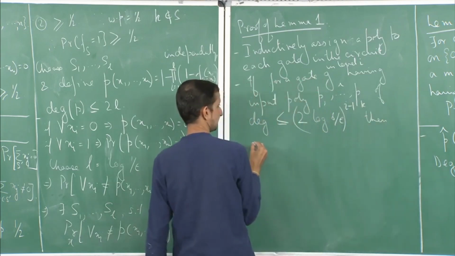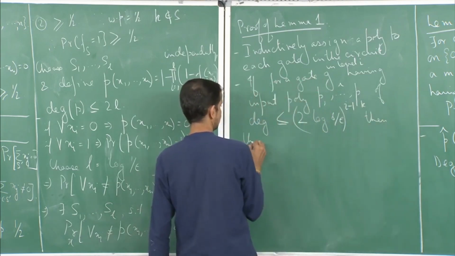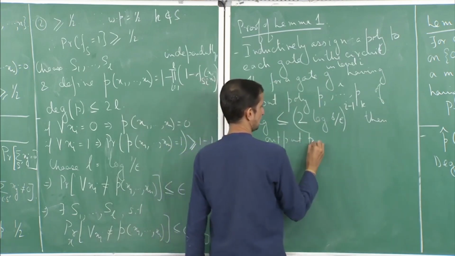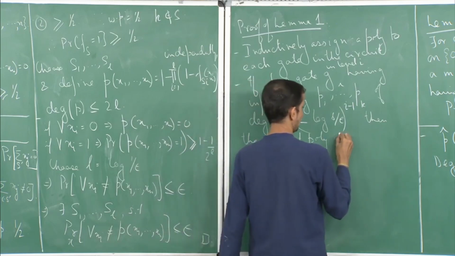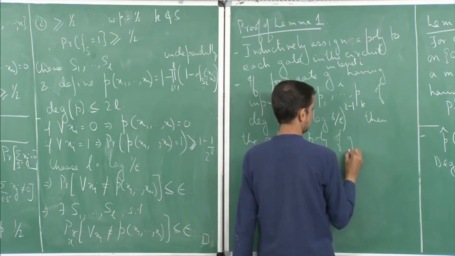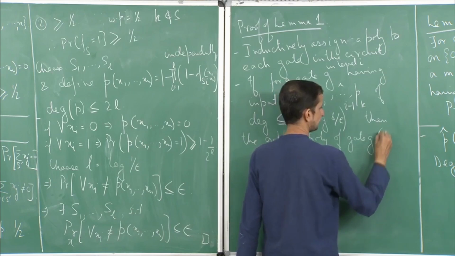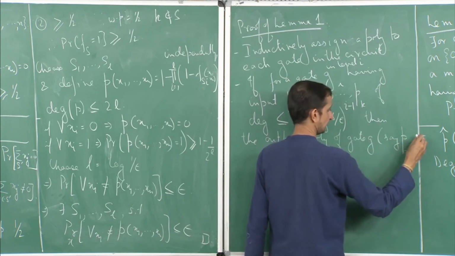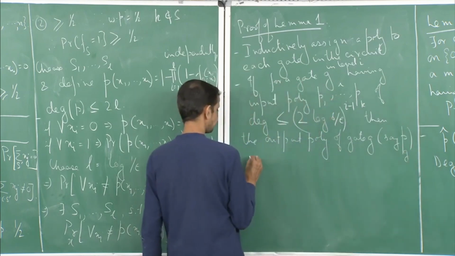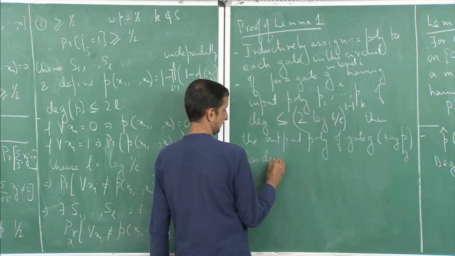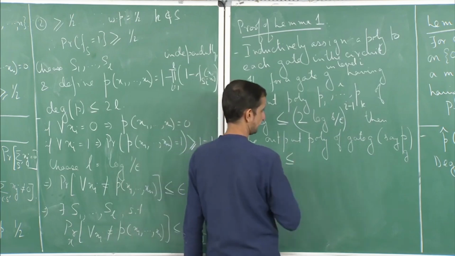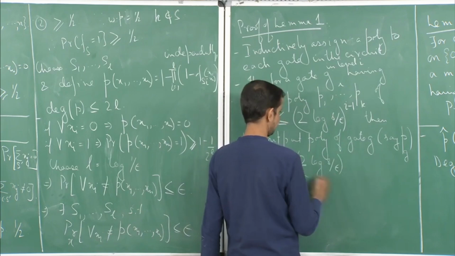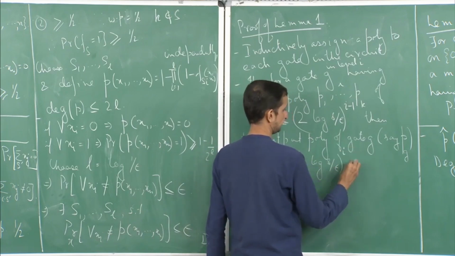then the output polynomial of gate G, let us call it P of G, has degree at most (2 log S by epsilon) to the power I. Okay.